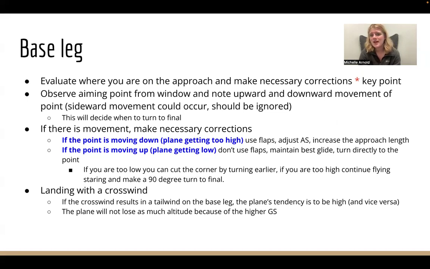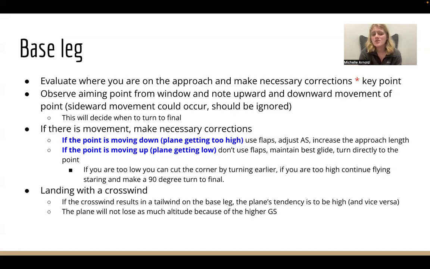and then if your point is significantly high, which means that your plane is getting too low, then I would turn directly towards the point. So you want to just go ahead and turn final at that point. So yeah, if you're too low, you can cut the corner, like I just said. So instead of making a 90-degree turn, you can just cut straight to final. But if you're too high, then continue the base leg and turn 90 degrees to final.